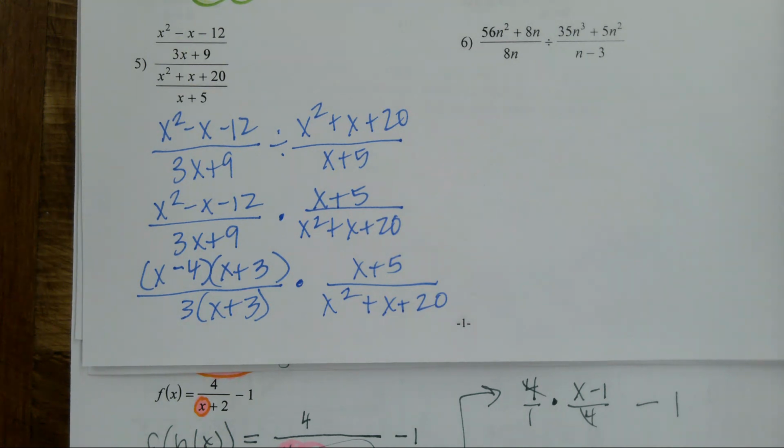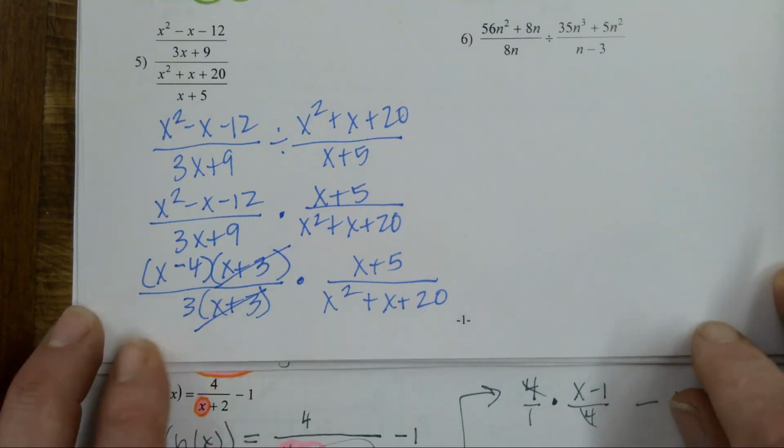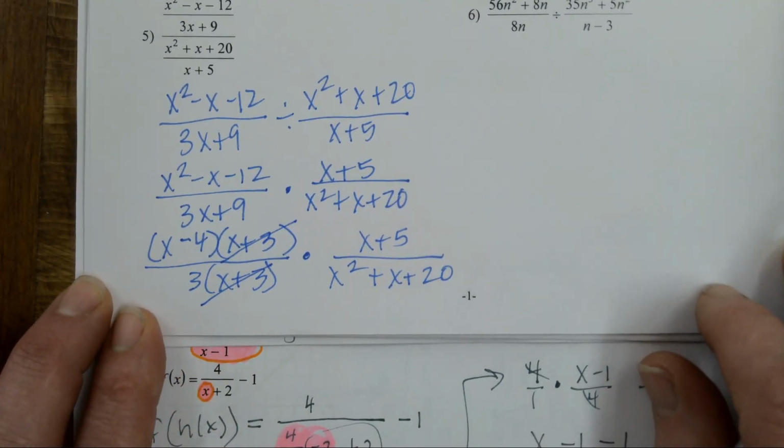In a perfect world, things will cancel out. In a not so perfect world, they won't. And so there are times when I'm not going to find the identical quantities that I'm looking for. Don't force it to be something that it's not. Make sure you factor properly and cross off what you can. All I can cross off is the x plus 3. What does that leave me for my answer?